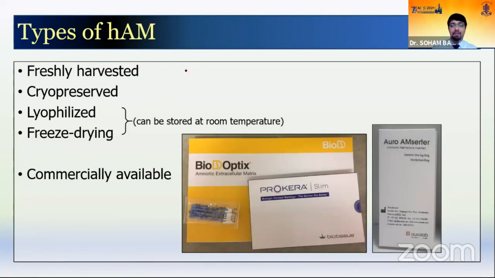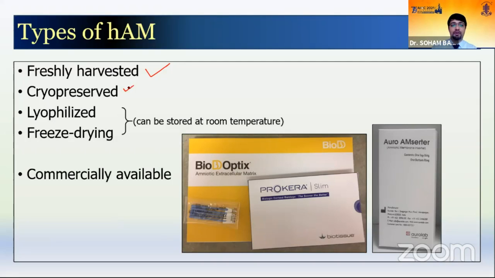Now, the types of amniotic membrane, I'll go over more details for the preparation. We have the freshly harvested, when you're working in a multidisciplinary hospital. If you have a chemical injury patient, admit them, go to the OBG department, take a placenta, cut the amniotic membrane, and use it for surgery.